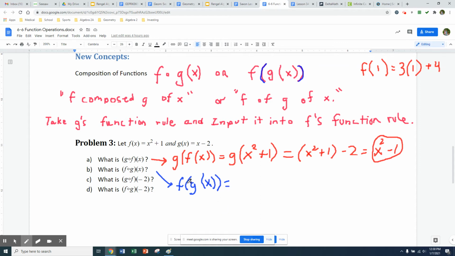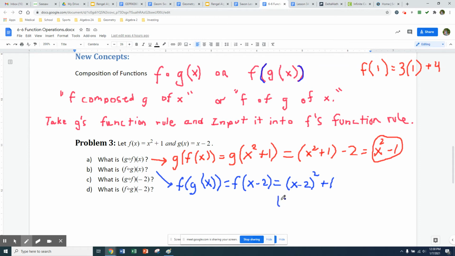What this is telling me to do is take the g function rule, and input that into the f function. So I'm going to replace g of x with the g function rule, which is x minus 2. And now I'm going to input it into the f function. The f function is x squared plus 1. So I'm going to take the x out, and input the g function, (x minus 2) squared plus 1. Where I put the parentheses and where that x minus 2 is, that's where the x used to be. The x comes out. Now that whole function rule, x minus 2, goes in.